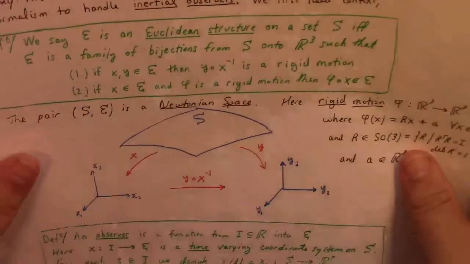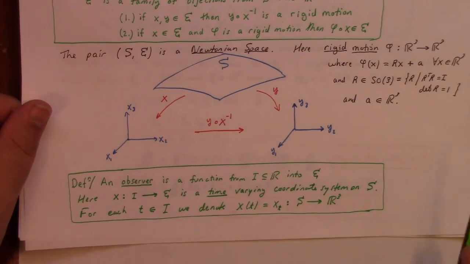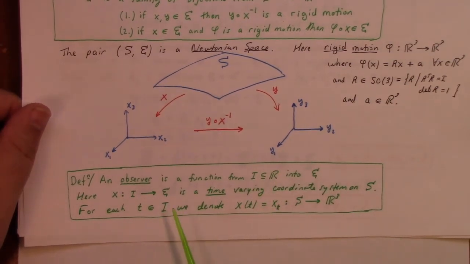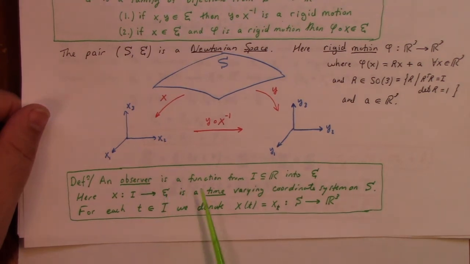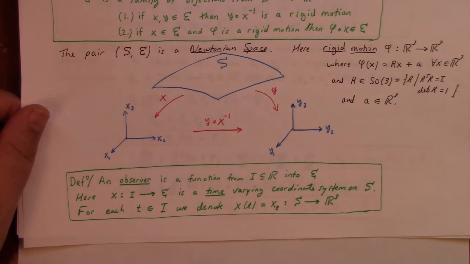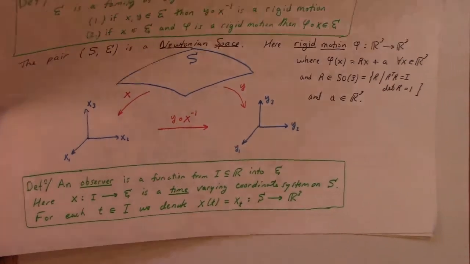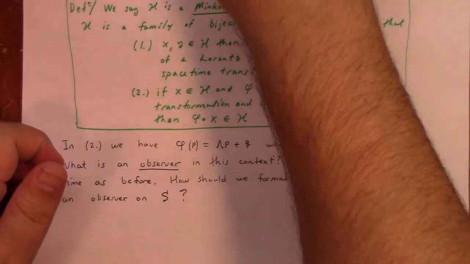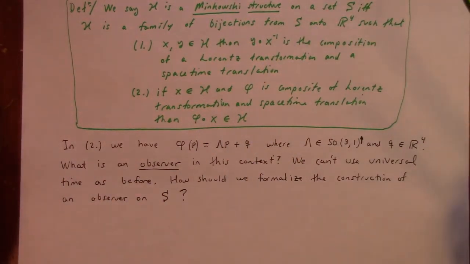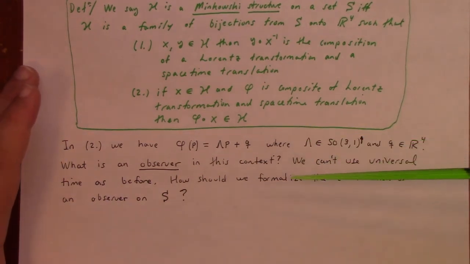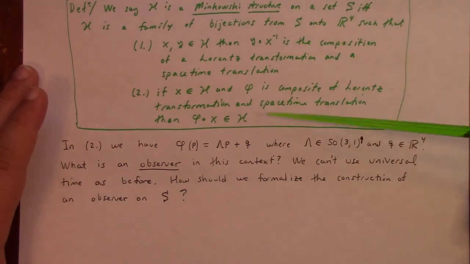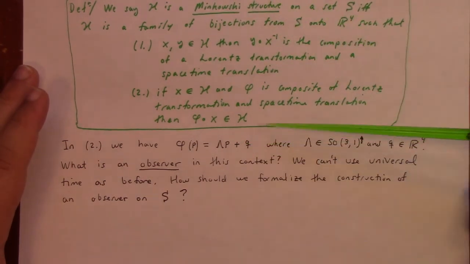All right, so yeah, page 1. An observer is a function from some subinterval of time to Euclidean structure. Each time you give a coordinate system. Well, we definitely can't do that anymore because there's no overarching universal concept of time in Minkowski space. Time is not separate from 3 dimensions. It's mixed together with it. So how would I define an observer here? What would an observer be in this context?